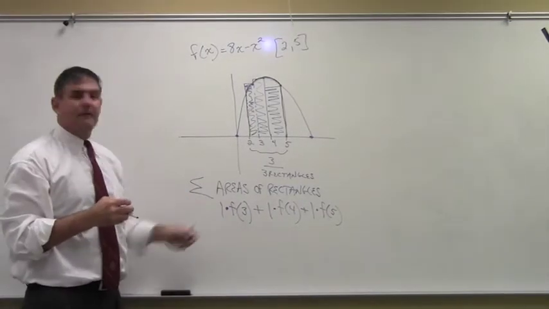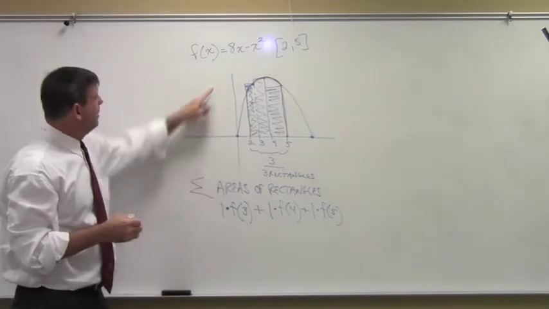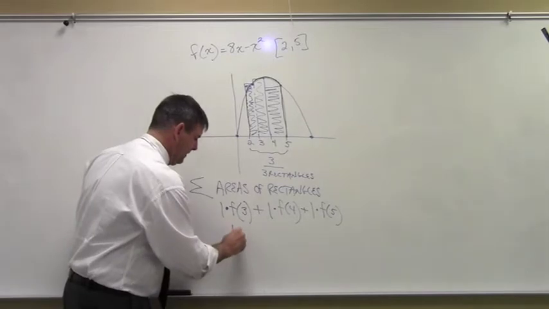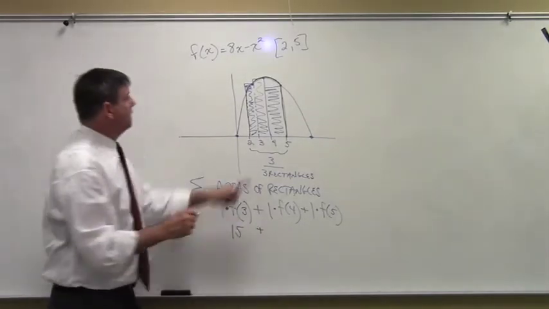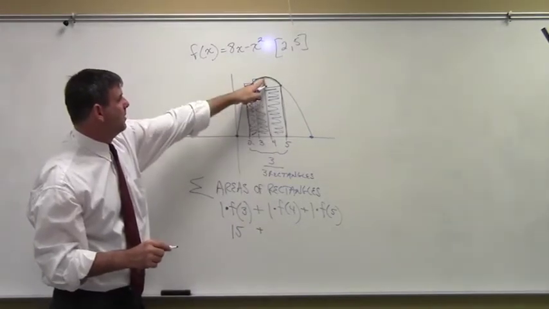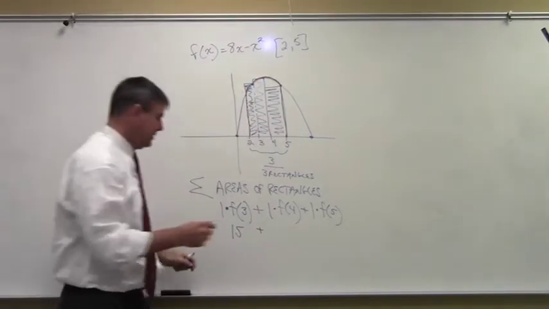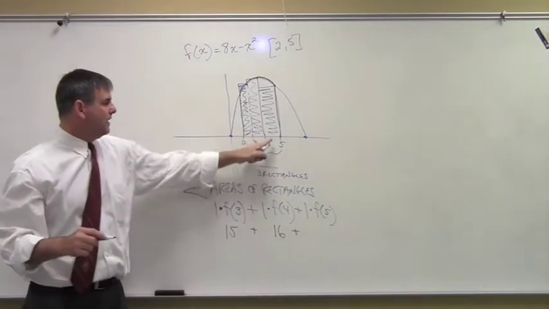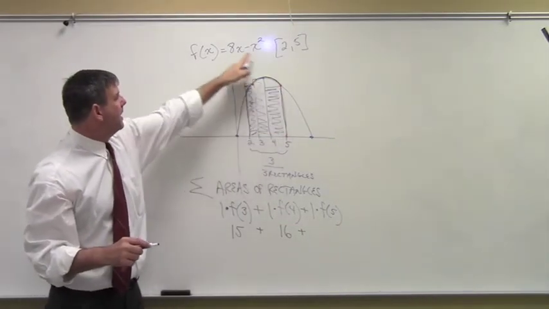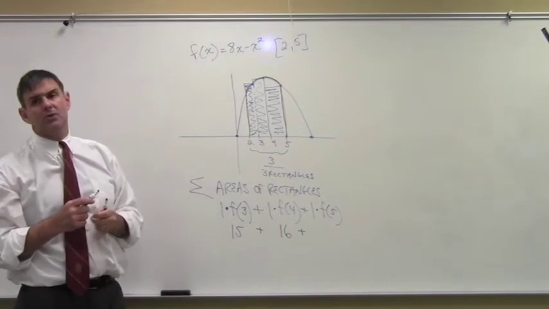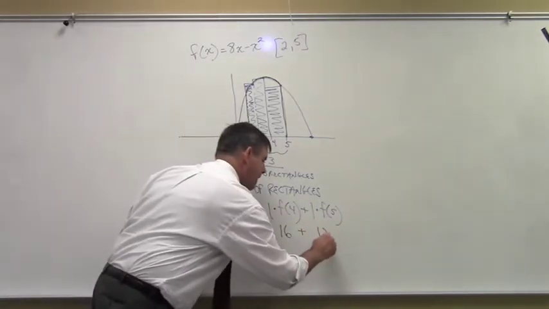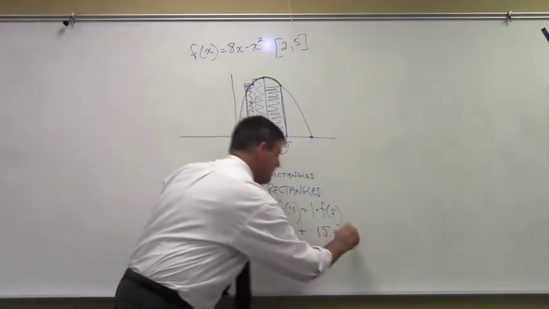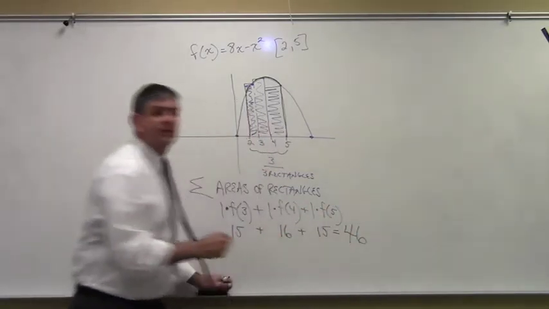Okay, well, f of 3, I can do that without a calculator. 24 minus 9, I believe, is going to be 15. F of 4, the value that I get when I plug in 4, would be 32 minus 16, which is 16. And the third rectangle, f of 5, if I plug in 5, I get 40 minus 25, which would be 15, making my approximate area 46 square units.